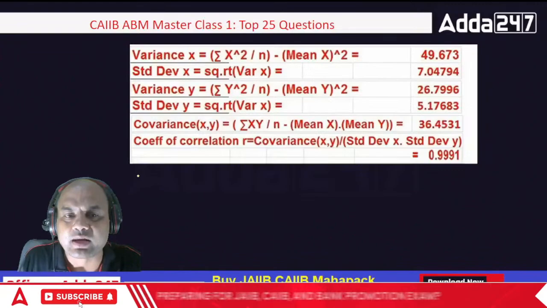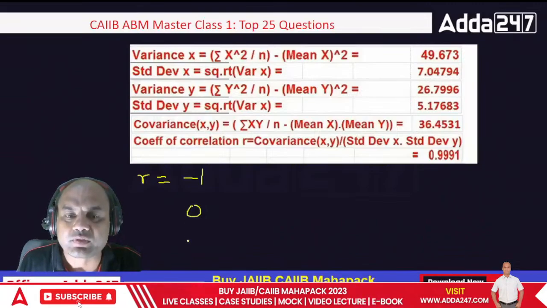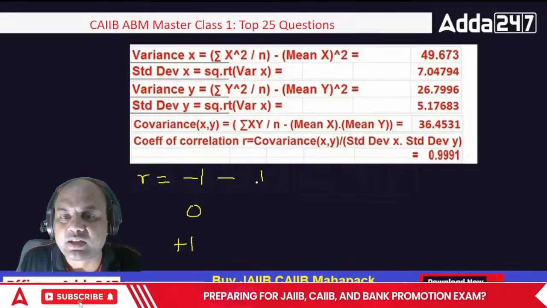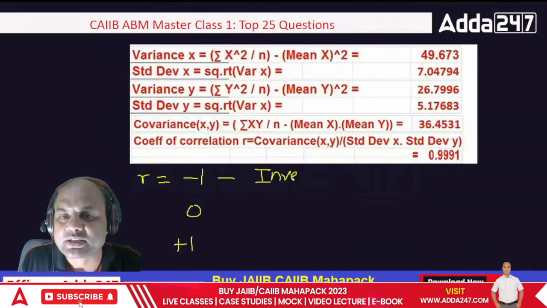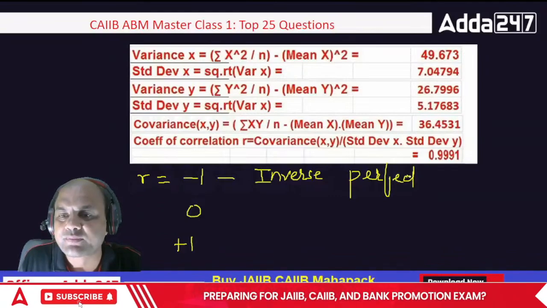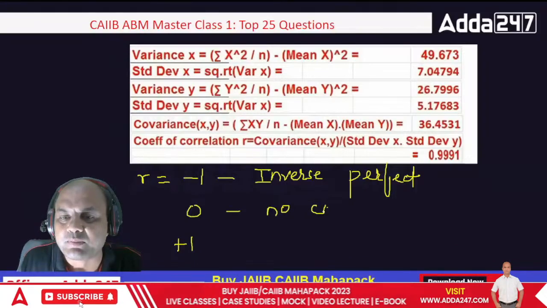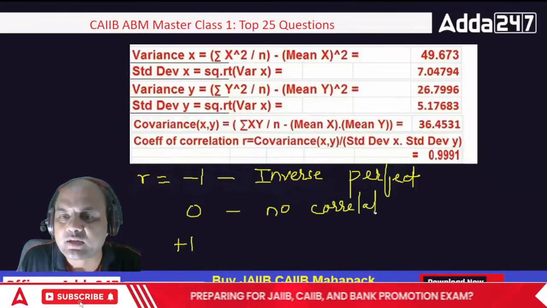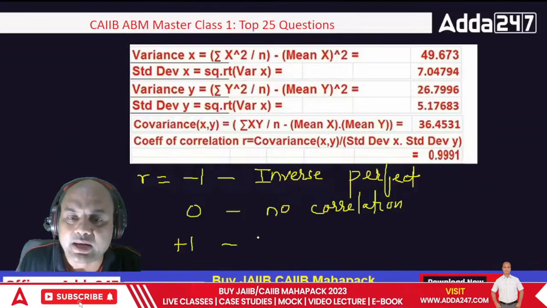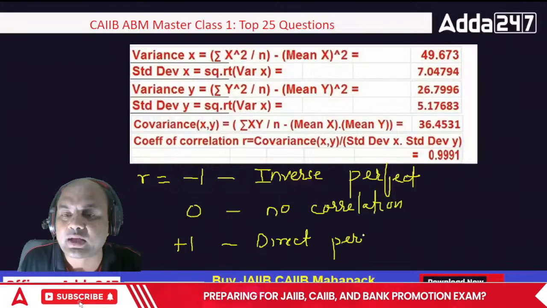R can equal minus 1, 0, or plus 1. If R equals minus 1, then the relationship is clearly inverse, and that is called perfect inverse. If R equals 0, then there is no relation, no correlation between them. If R equals plus 1, then it is a perfect direct relationship. Perfect means that's why the answer is 1.